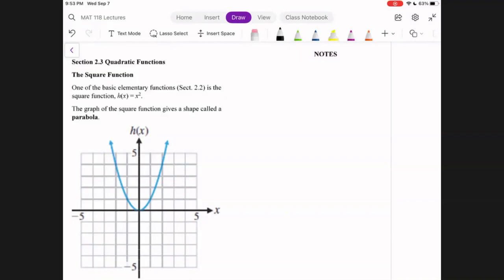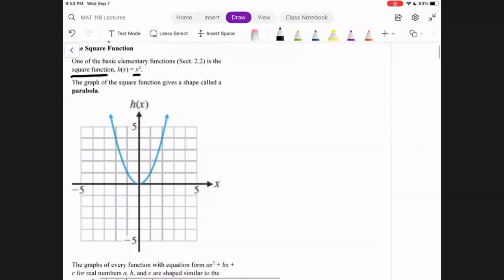So you might be aware that 2.3 is on quadratic functions, and in the previous section we called x squared the squared function, one of the basic elementary functions. So you see here's a picture. The shape we call this is a parabola. Right? So it looks like a U, or it could look reflected downward like an N, okay, depending on if there's a negative x squared there.